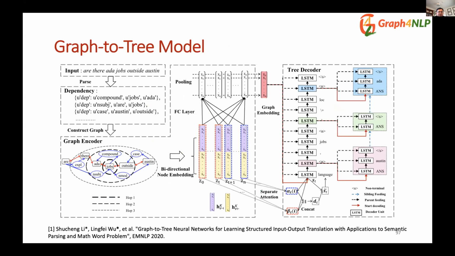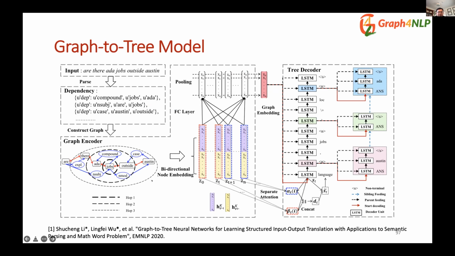This is the model we later proposed, called the Graph-to-Tree model. The first part is very similar to the graph-to-sequence model, but the key innovation is on the right-hand side. Instead of using a sequence decoder, we now use a tree decoder. But one more thing to mention here that is very important to think about: when you construct this graph, essentially most of the time it is a kind of heuristic graph.